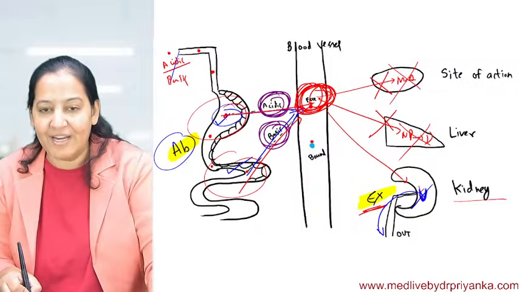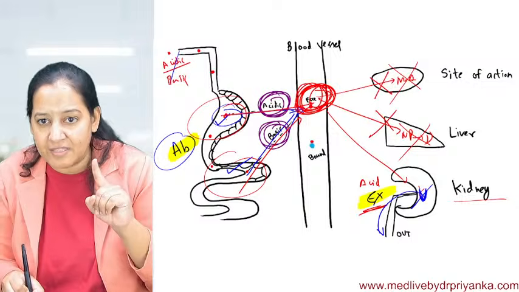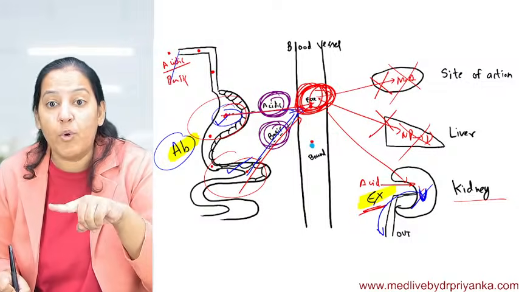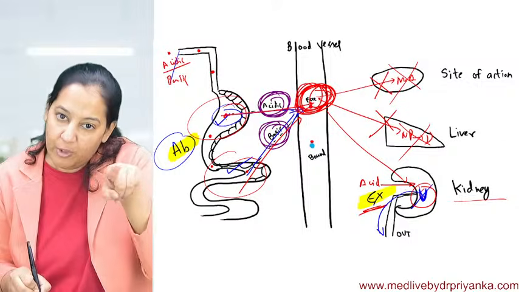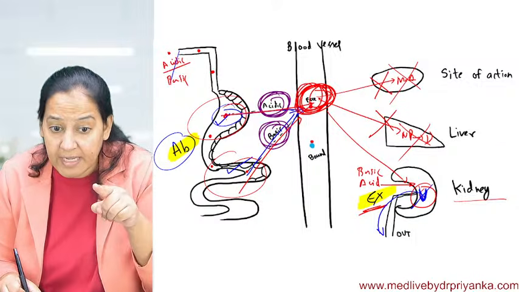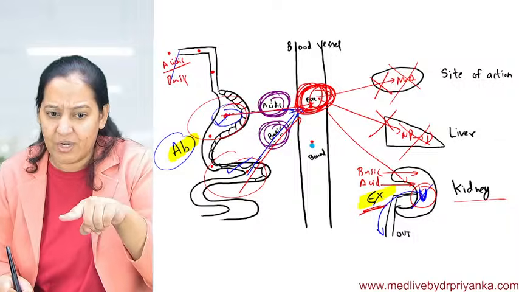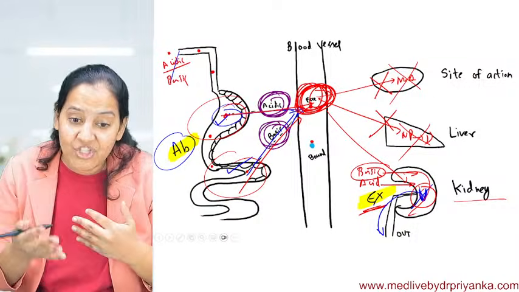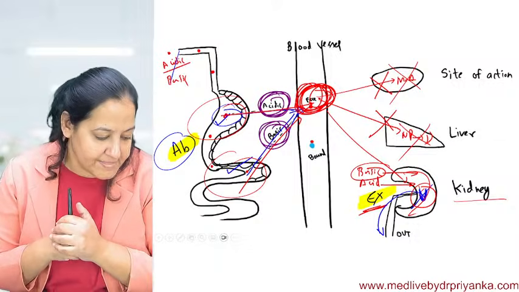So if an acidic drug comes to the kidney and asks, will you excrete me? The kidney says, yes, I will excrete you, but for excreting you, I have to make the urine basic. Then only you will get excreted. If a basic drug comes and asks, will you excrete me? Kidney says, yes, but I have to make the urine acidic. So for excretion, opposite medium is required.